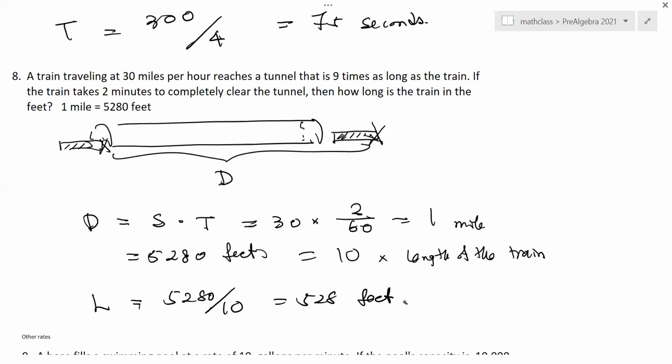I think the picture is important when you solve the story problem. So you draw the picture first, then you can figure it out, and you write the formula you have to use. The distance is equal to speed times time. Then you figure out the distance the train will travel in 2 minutes. Then you figure out the length of the train.